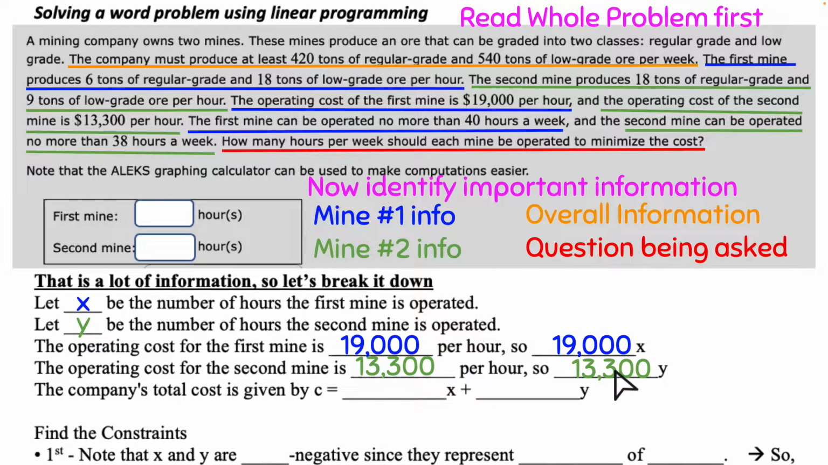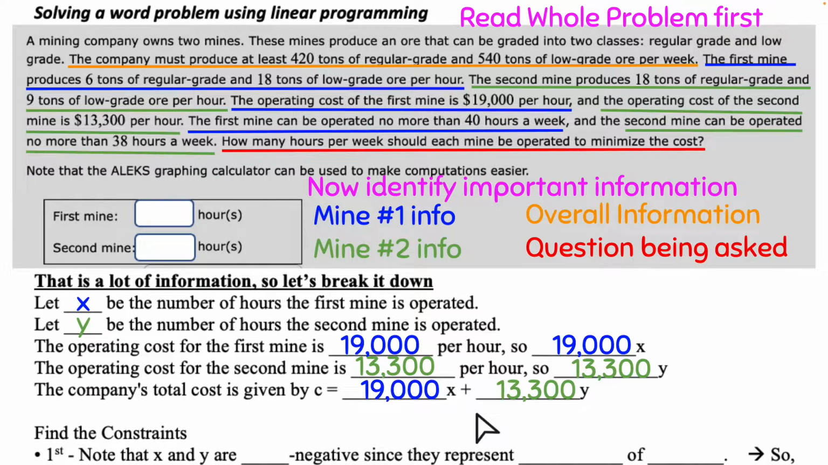What we're trying to do really quick is identify the objective function. We're writing the equation that we're going to use at the end of the problem. So the company's total cost is given by C, meaning cost, equals the cost for the first mine and the cost for the second mine: 19,000 times X plus 13,300 times Y. This is the total operating cost for the company.